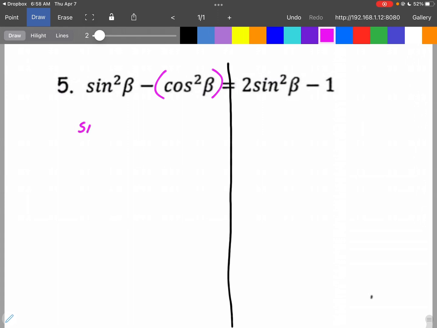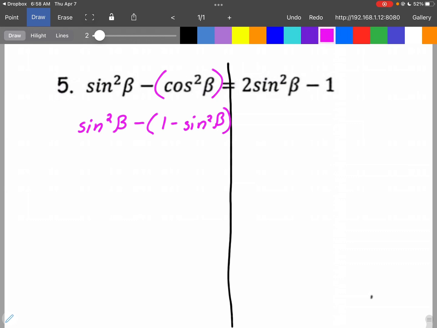So I'm going to keep my sine squared beta and then I'm going to subtract whatever cosine squared beta is. According to your identity sheet, cosine squared beta is 1 minus sine squared beta. Now, you do have to be very careful. You've got to keep the minus and you have to have these parentheses because that minus is going to have to be distributed. Without those things, you're going to end up simplifying this incorrectly.